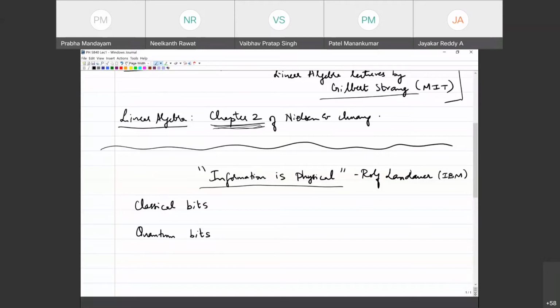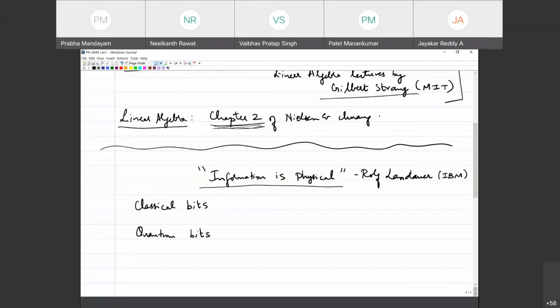So you have tasks like copying, which are extremely trivial in the classical case, which actually become no-go theorems in the quantum case. But on the other hand, there are tasks which are extremely hard in the classical case, which become extremely simple in the quantum case, right?